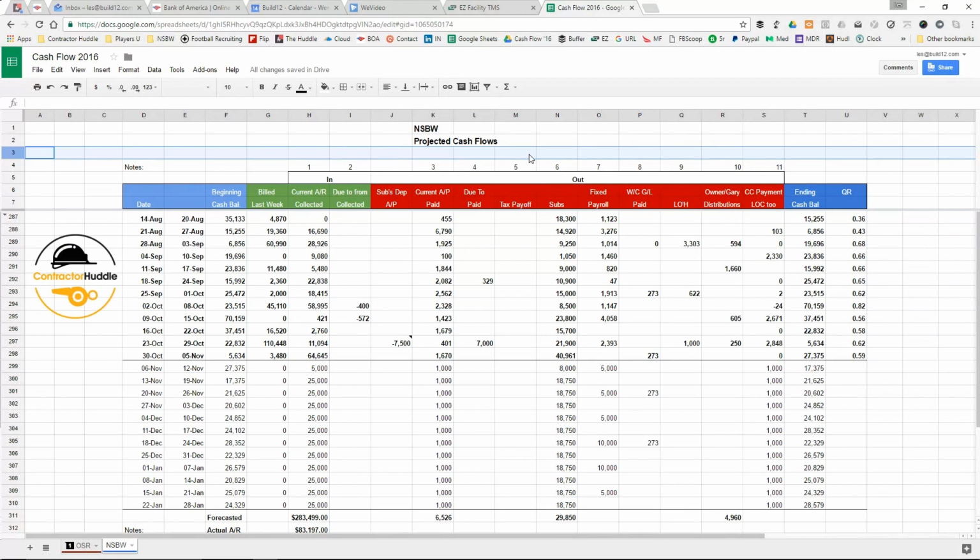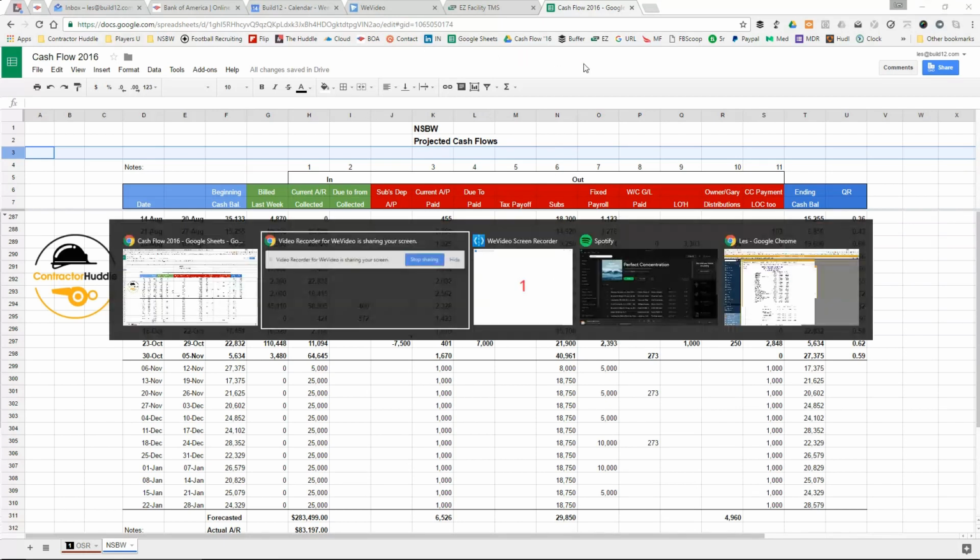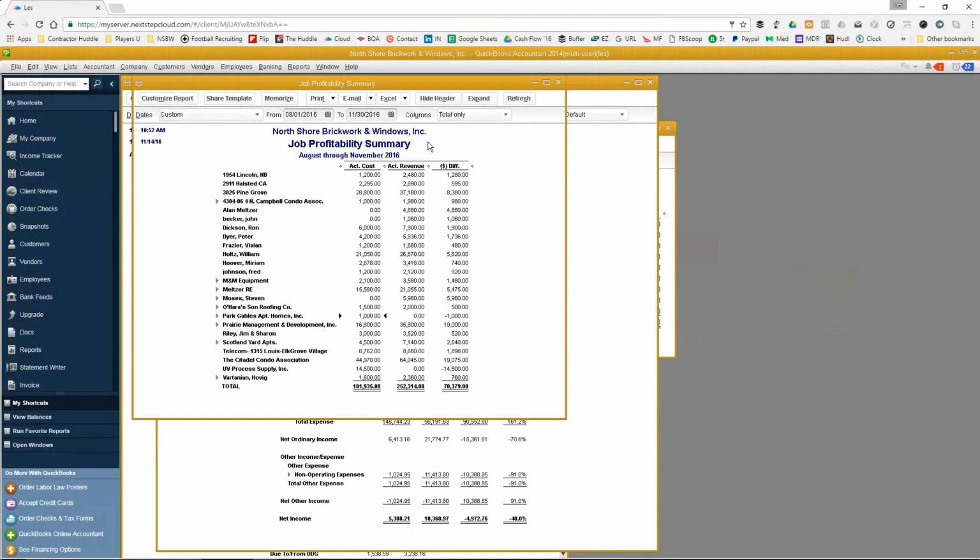Okay, gang. So there's two main programs. One is the projected cash flow Excel spreadsheet you've already been sent. I like doing it on Drive. You can see it's on my Drive right now. And then the other program I usually have running is my accounting program, which is QuickBooks.